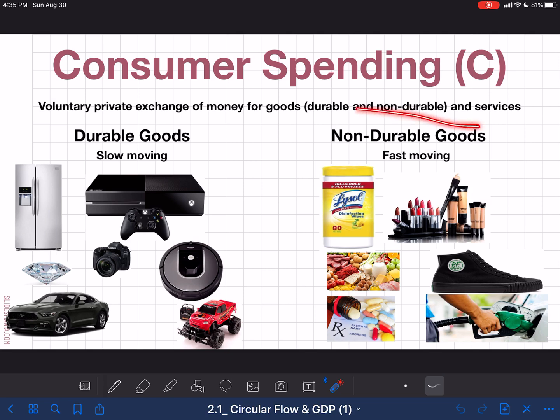And then we can also purchase non-durable goods. These are the products that are fast moving, so they don't sit on the shelf very long. They're things that we use continuously and that we purchase all the time throughout the year. So, a great example is cleaning products. Those are a non-durable good. Any type of makeup or cosmetics would be considered fast moving. Food products are fast moving, as are medications. Most of the time, clothes are considered fast moving, just because you can wear out a pair of shoes pretty quickly. And gas is also considered a non-durable good.